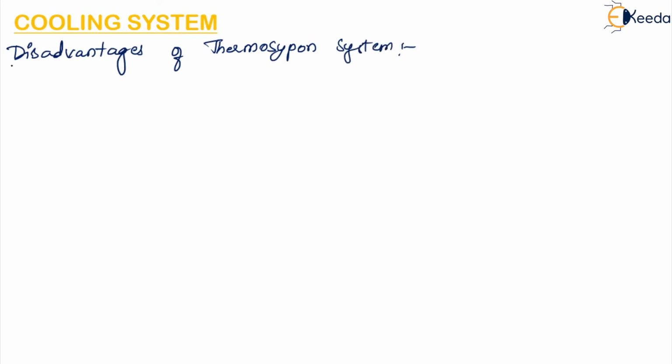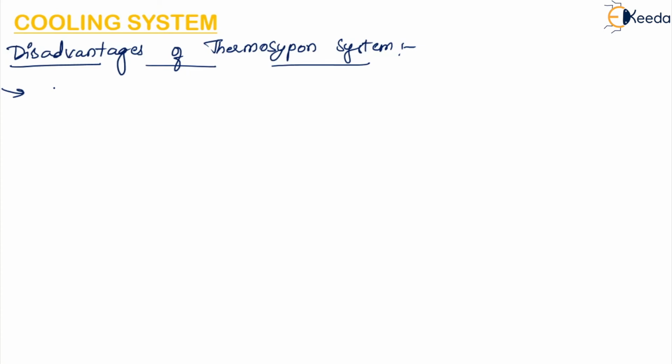So, disadvantages of the thermosyphon system. As the circulation of coolant is maintained by natural convection only, the cooling is rather slow. Therefore, to have adequate cooling, the capacity of the system must be large.